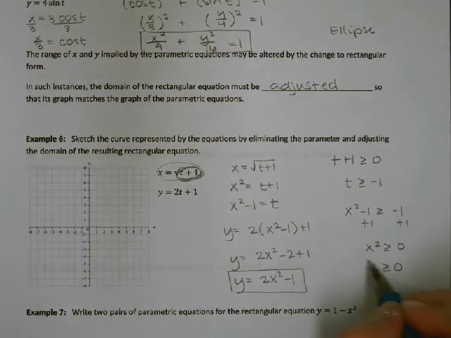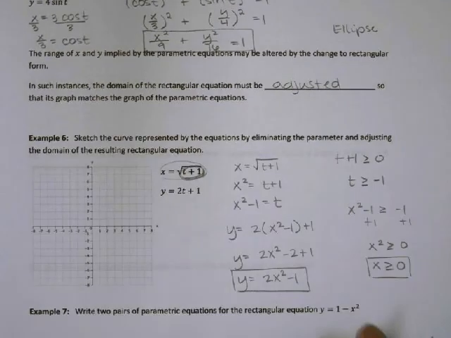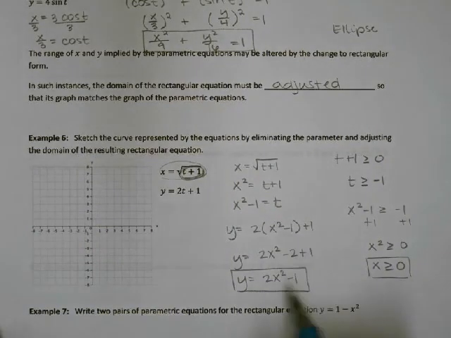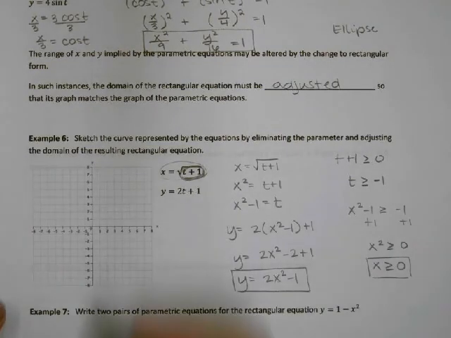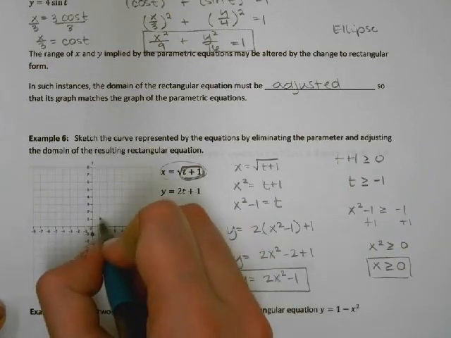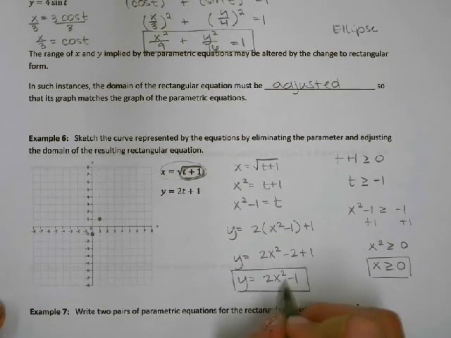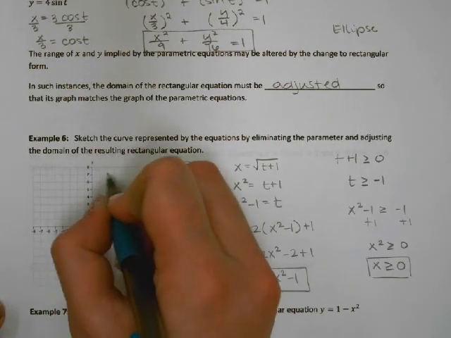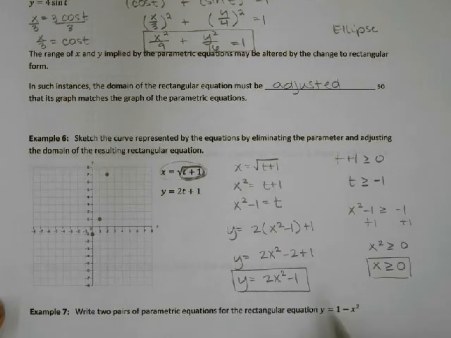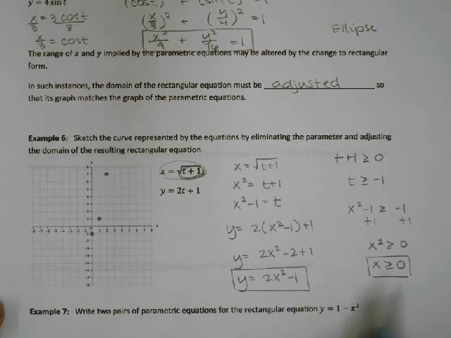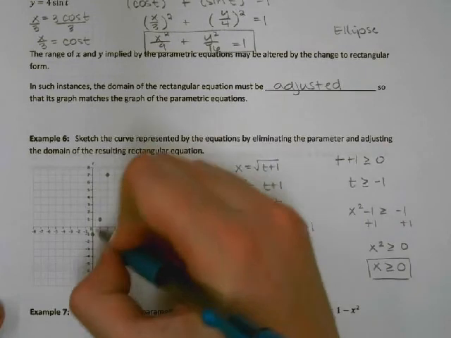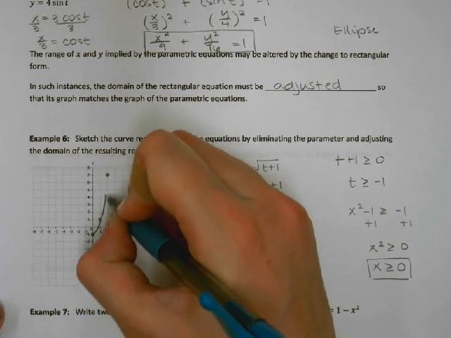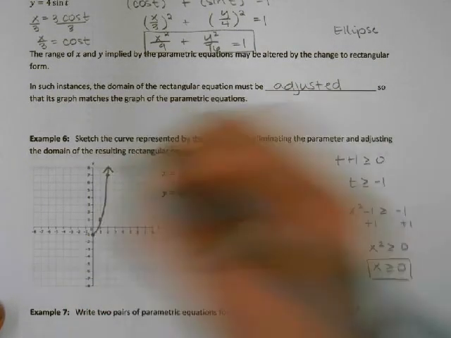So when we graph this parabola, we are only going to use the right side of it. We are only going to use values where x could equal 0. So if I plug 0 in for that, I get negative 1. If I plug 1 in for that, I get 1. If I plug 2 in, I get 7. And here I'm graphing a rectangular equation. I'm not graphing the parametric equation, so I don't need to worry about the arrows this time to show the orientation. I'm just going to draw my half of a parabola.